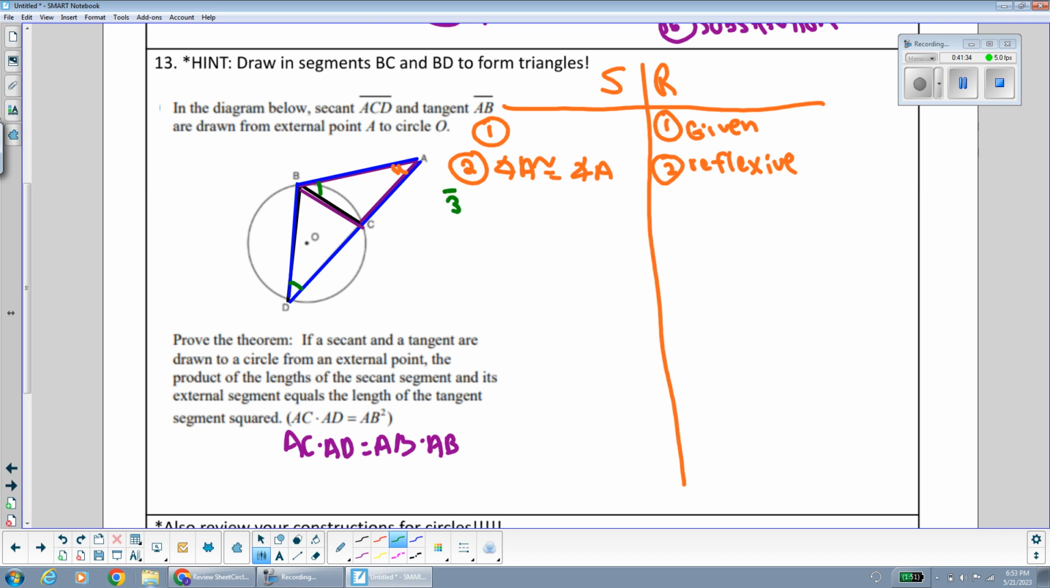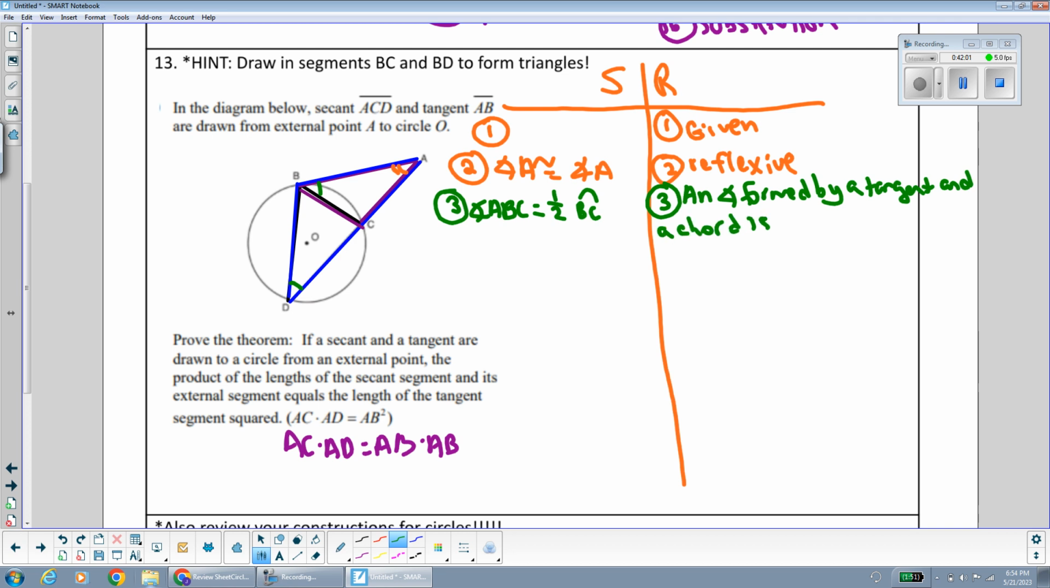So let's just write that down. Angle ABC equals half of arc BC. And let me put my reason why. An angle formed by a tangent and a chord is half its intercepted arc.